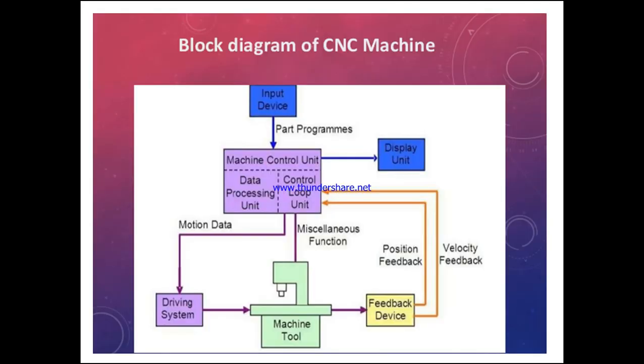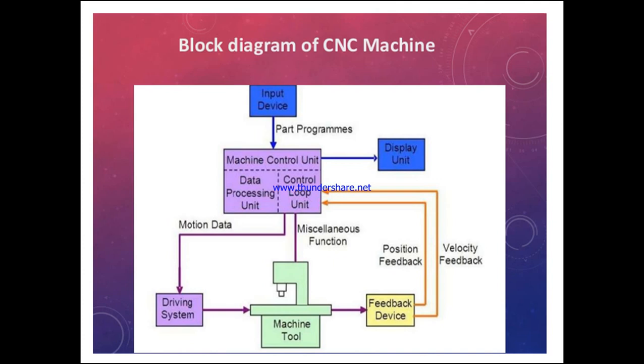You can see the block diagram of a CNC machine. We have the input device, that is the part program, which is fed to the machine control unit, where we have a data processing unit and the control loop unit. We also have a display unit to see all this, for processing of the data as well as the controlling.